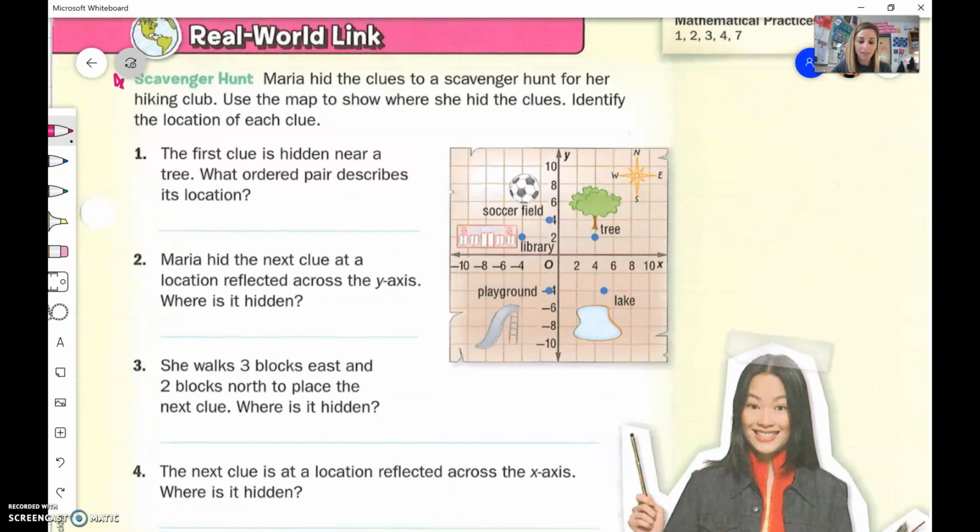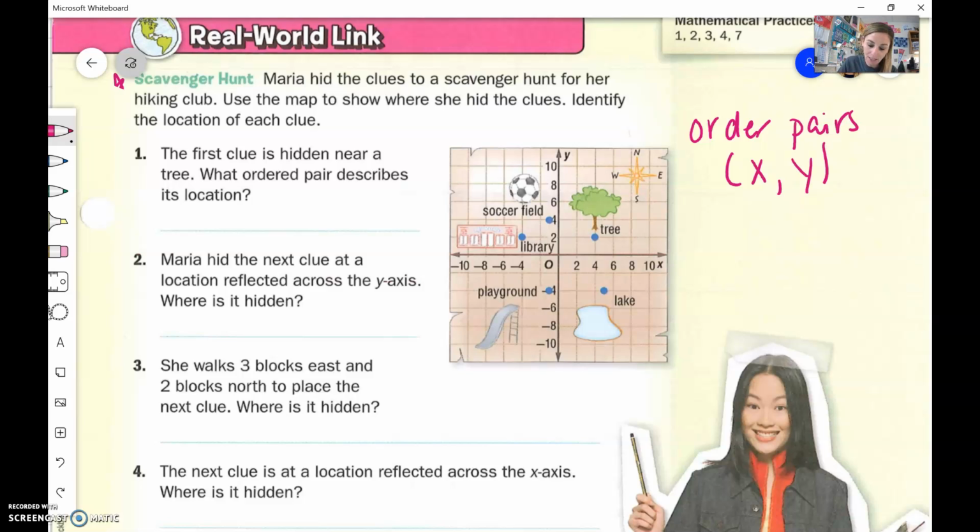It says Maria hid the clues to a scavenger hunt for her hiking club. Use the map to show where she hid the clues and identify the location of each clue. The first clue is hidden near a tree. Write the ordered pair that describes its location first. Again, remember when we write ordered pairs, we always do our X and then our Y. We put them in parentheses with a comma in between. Obviously in the alphabet, X, Y, Z, X comes before Y, therefore our X has to go first.